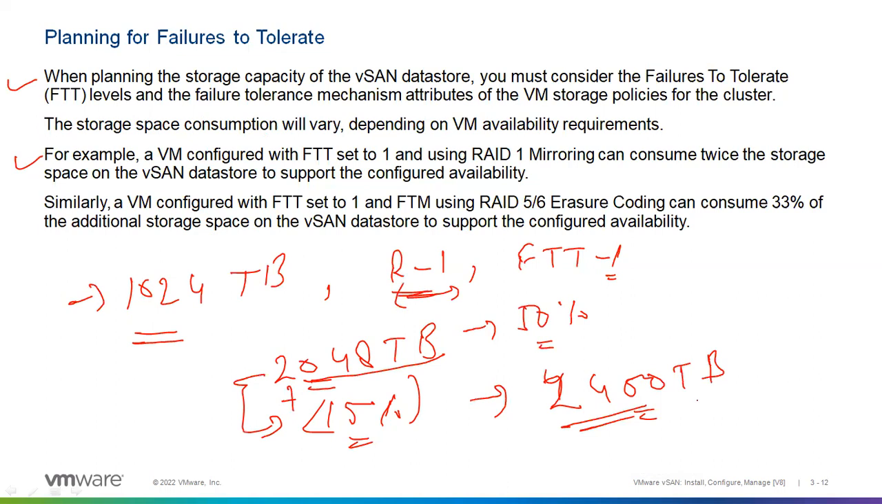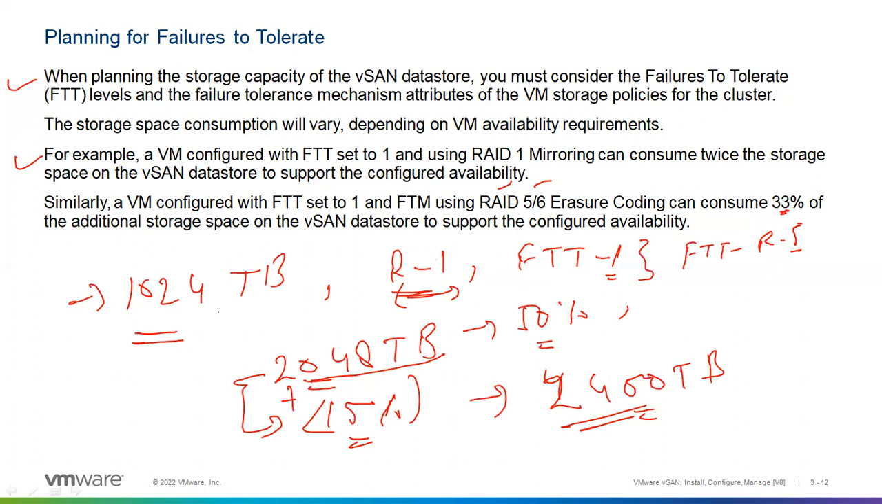But if customers say they want RAID 5 or RAID 6, within RAID 5 or RAID 6 you will get more storage efficiency, because straightforward, when you plan RAID 1, you have to plan double the space. But in erasure coding, it will consume 33% more additional space.